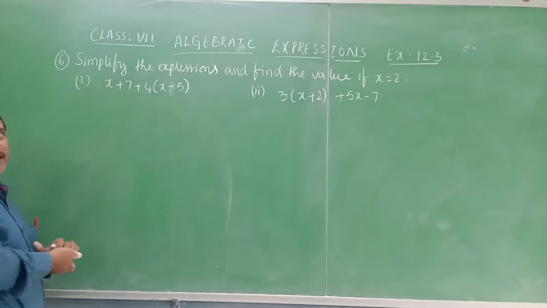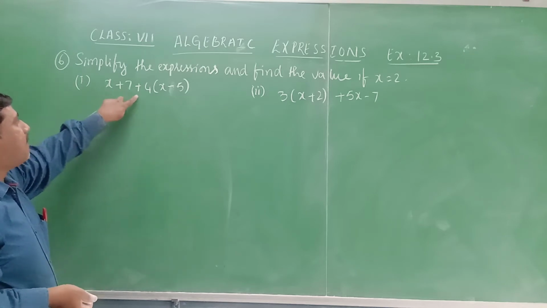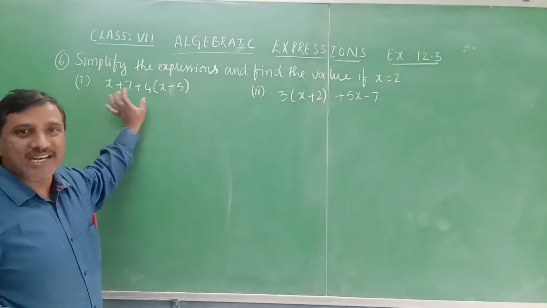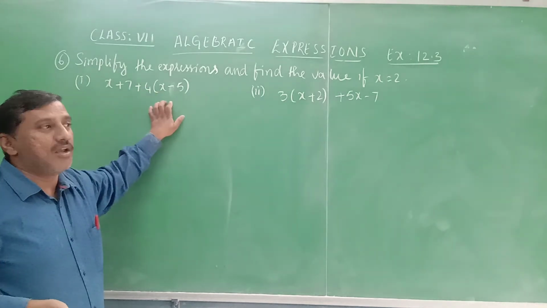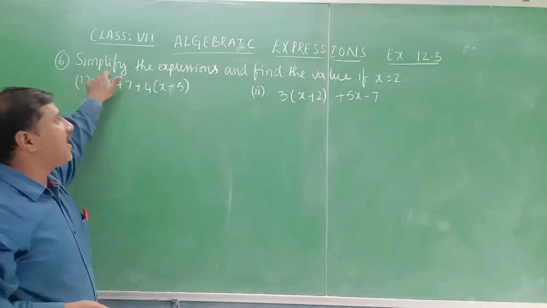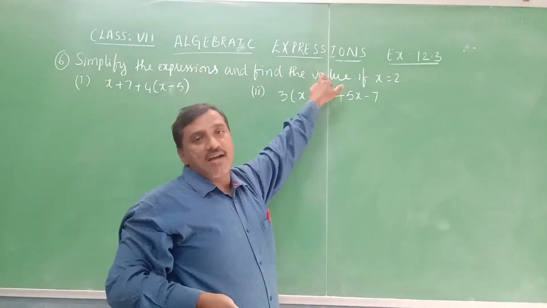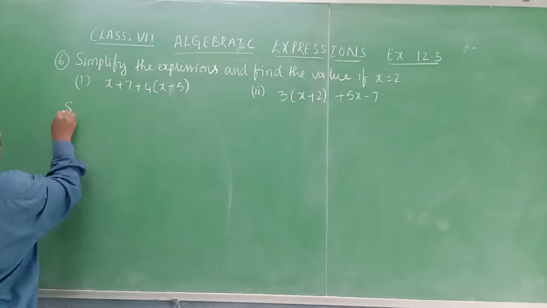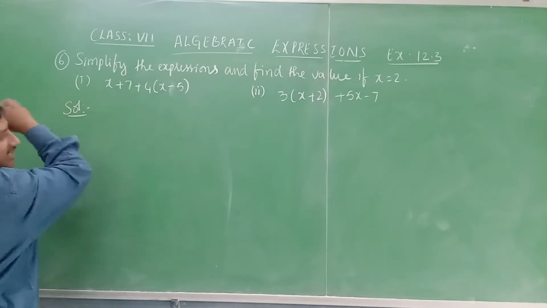If you observe these expressions, x plus 7 plus 4 into x minus 5, this expression is not in the simplified form. So first we have to simplify, then we have to find the value of the expression. We studied how to simplify them in the previous exercise.